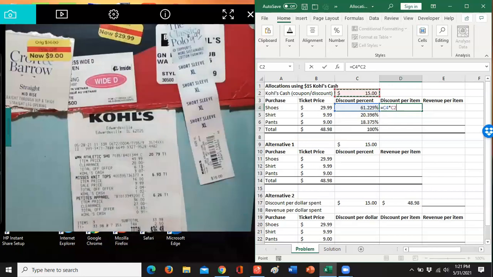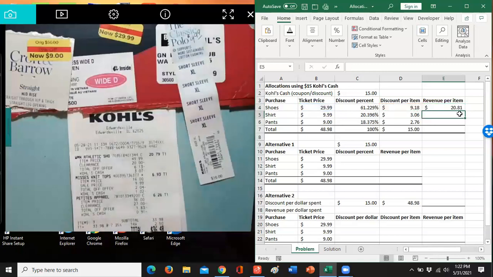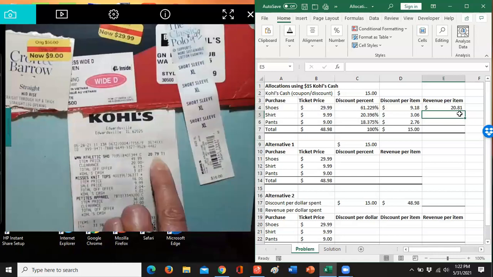I'm going to hit my F4 so I can copy down. Sum those up, make sure that equals $15. The amount that I should pay for those shoes would be the $29.99 minus my discount for $20.81. If we look over here, it's $20.79. They've got some kind of rounding going on.